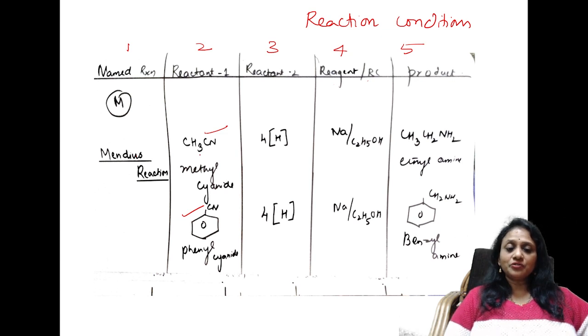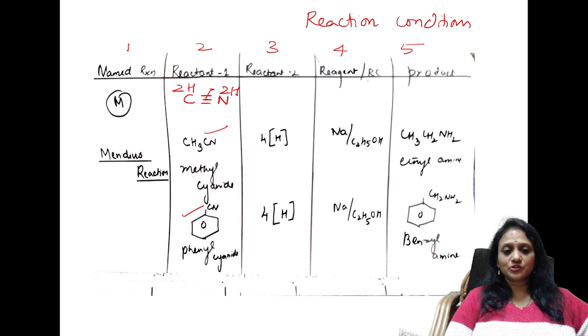Cyanide. So reduction of nitriles is nothing but Mendius reaction, students. What will happen here: if you have C triple bond N, you are adding 4 hydrogens. So the bond is broken. 2 hydrogens will add here and 2 hydrogens will add here. 2 plus 2, 4. So what will you be getting? Methyl cyanide is getting converted to ethylamine, as you have seen 2 hydrogens, and phenyl cyanide is getting converted to benzylamine.